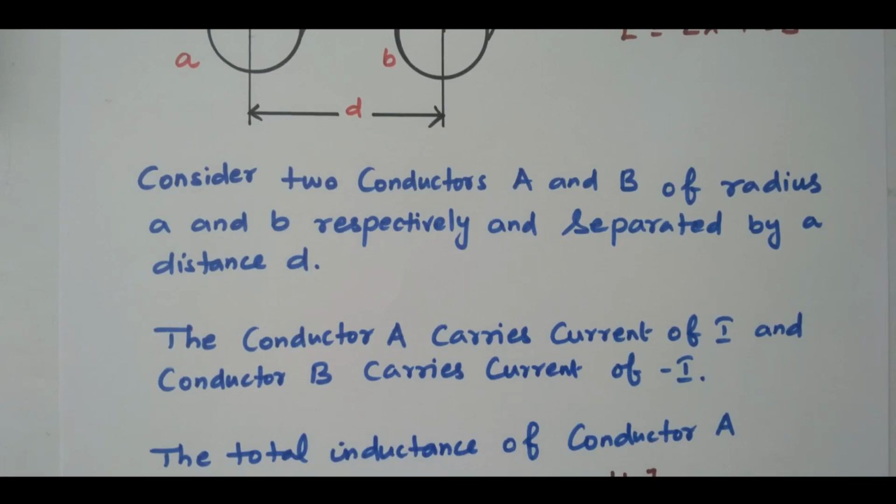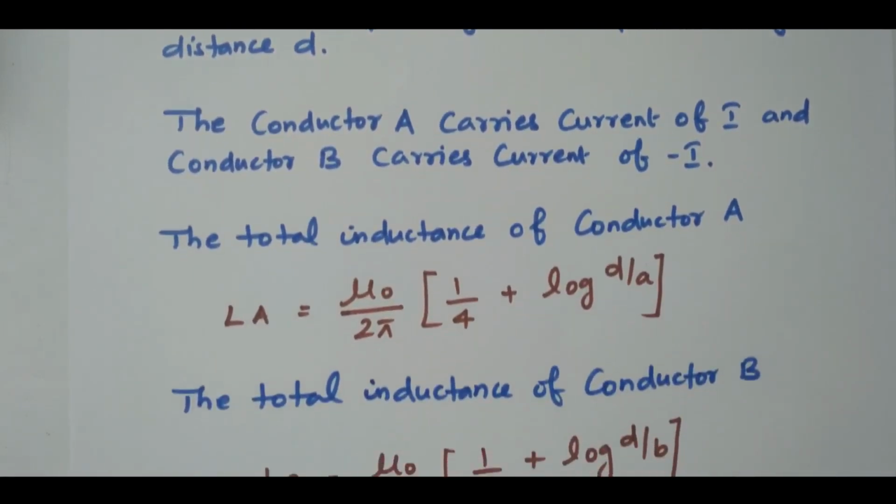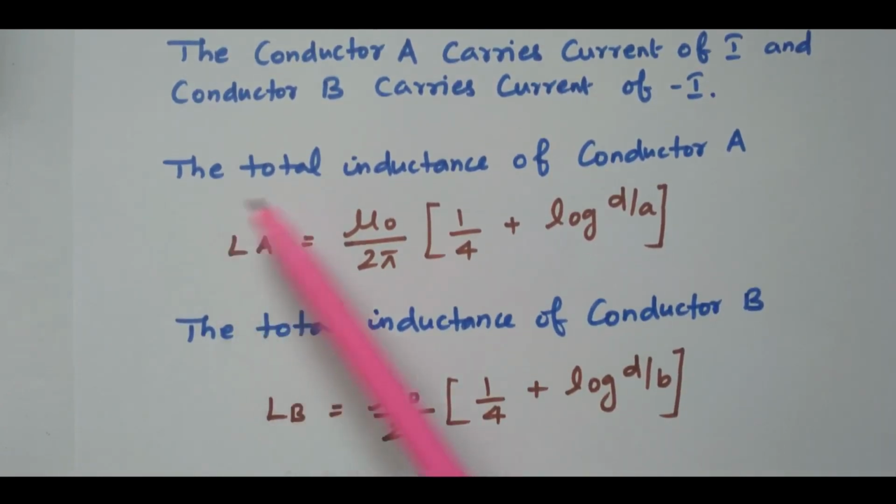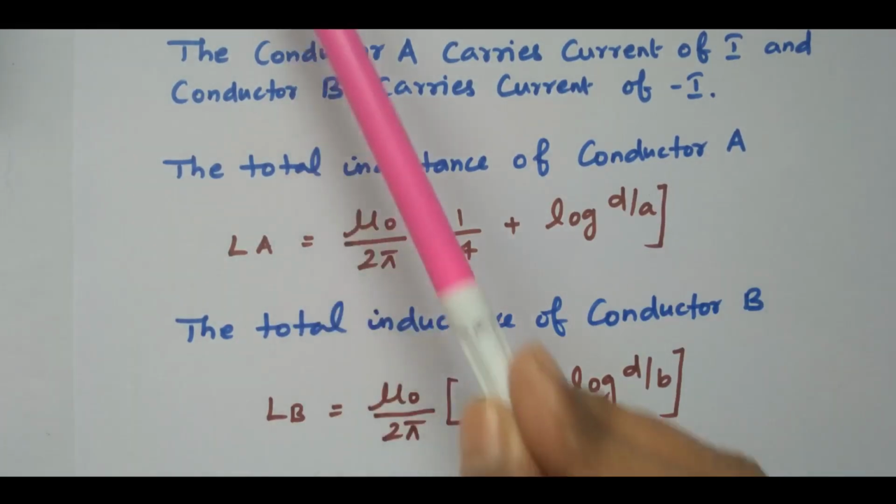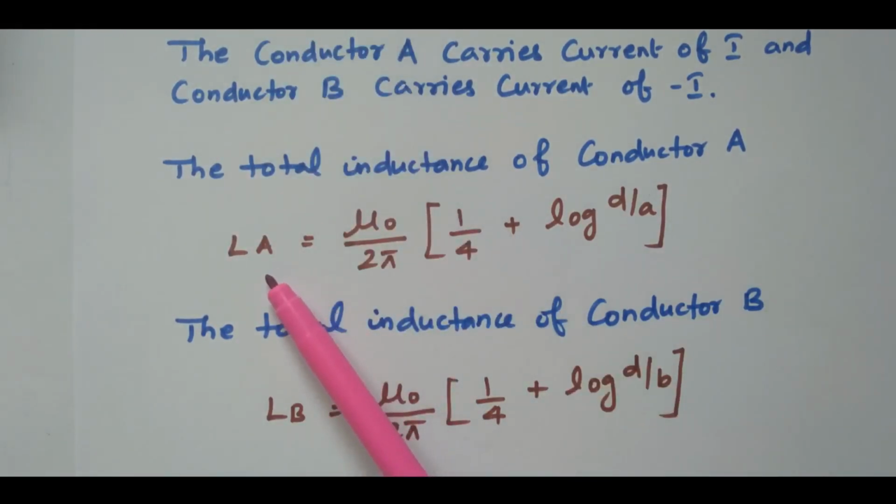Now we'll see the inductance of conductor A, the total inductance of conductor A. What is total inductance? We consider one conductor A, and nearby one more conductor is there. So there are two fluxes available in conductor A: flux due to conductor A itself and flux between conductor A and B. That is available in the previous video, the inductance of a solid conductor. From that we are referring to this expression.